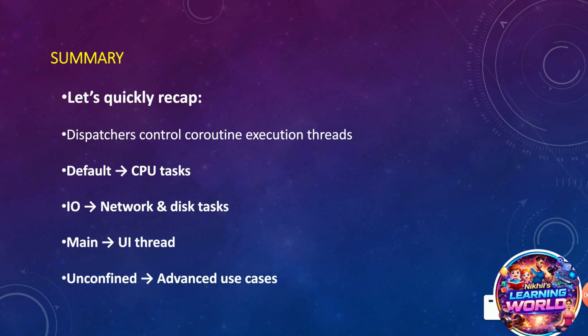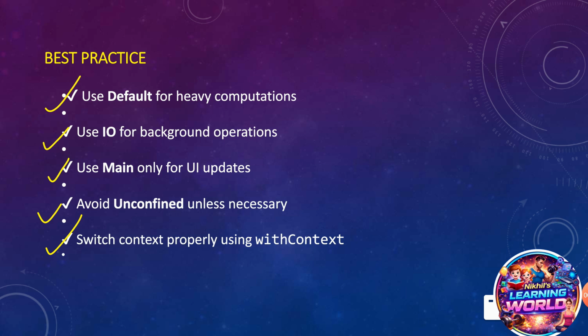So next point is best practices. Use Default for heavy computational tasks and use Input Output for background operations, like an API network call, database operations, or reading or writing file operations. Main is for the UI updates, so main thread or UI thread. So you got the point.